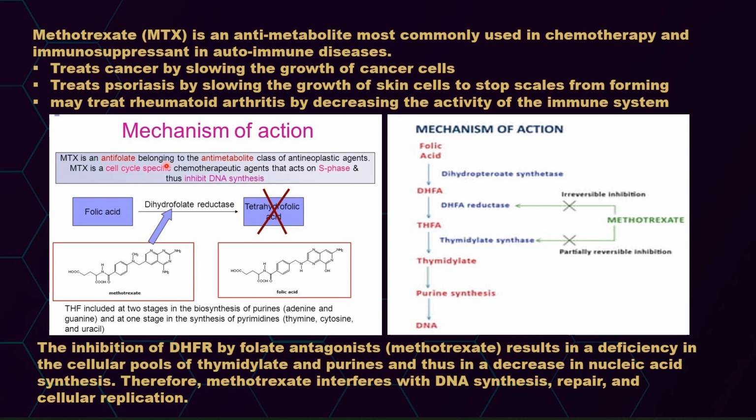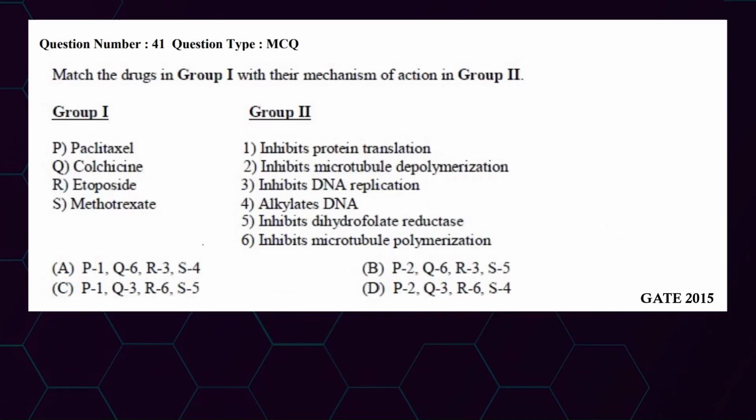So what it does is it inhibits the enzyme dihydrofolate reductase. This enzyme converts folic acid into tetrahydrofolic acid, which is essential in purine synthesis. So if there is no purine synthesis, there is no DNA replication. So methotrexate inhibits the enzyme dihydrofolate reductase, which is important for DNA synthesis, DNA repair and cellular replication. So methotrexate inhibits dihydrofolate reductase and ultimately inhibits the cell division.